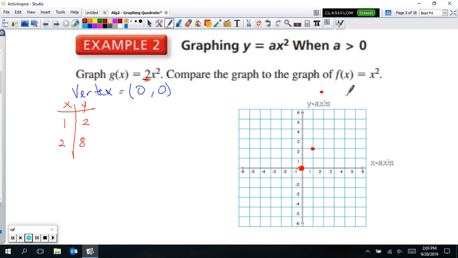But whatever you do on this side, remember we're doing the same thing on the other. So if I went right 1 and up 2, I'm going to go left 1 and also up 2. If I went right 2 up 8, I'm going to go left 2 from the vertex and up 8 right here. There's another point right up there. And we can draw our graph now. So draw the U shape between these points.